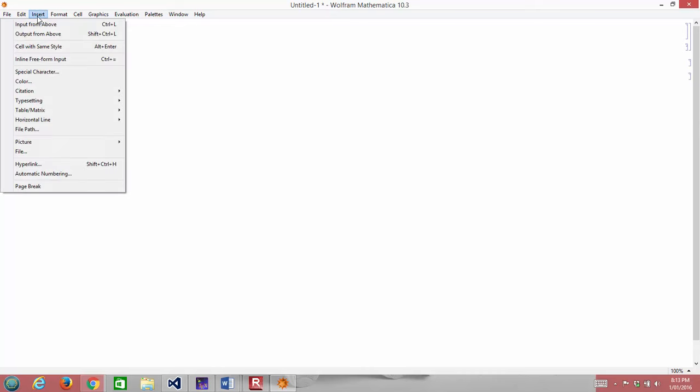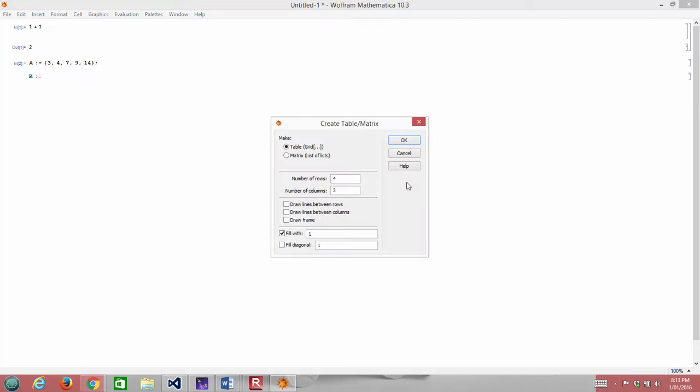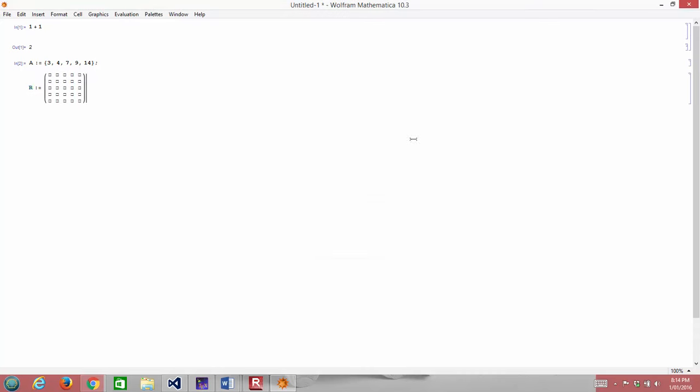So let's go up to Insert and go down here to the option of Matrix. We want to make a new matrix, and then a little screen will pop up asking us what we want the matrix to look like. There are 5 things in my list, so I need 1 row for each entry of my list, and 1 column for each entry of my list, and I don't want it to fill with anything. I just want it to be blank. If I wanted to draw a frame, to make it look really pretty, we can do that. Right now we just won't do anything. I hit OK, and here's what it does.